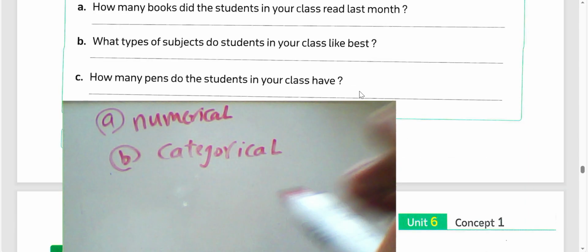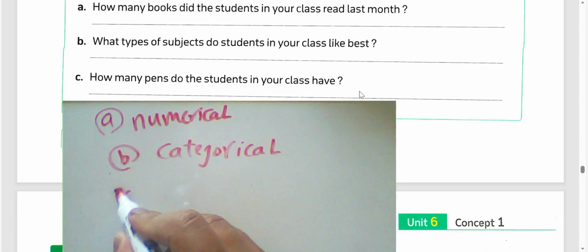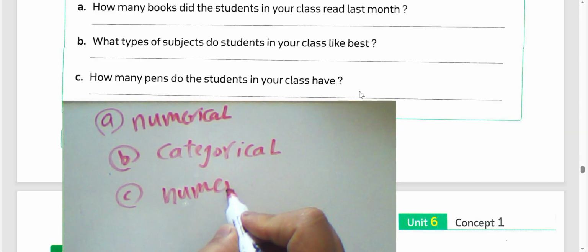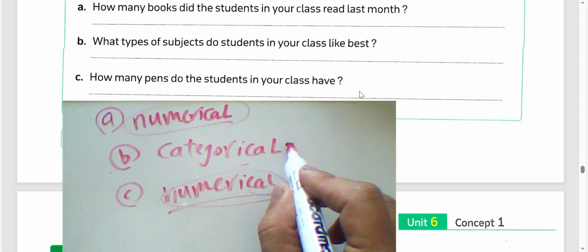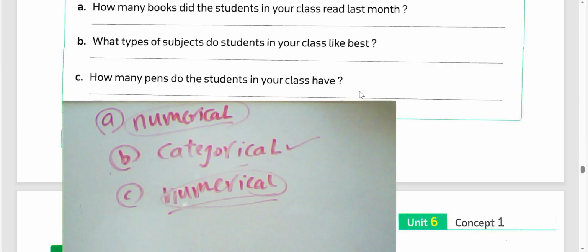Next question, letter C. How many pages do students in your class have? It will be numerical data. Then we notice that numerical data consists of numbers and for categorical data the answer will be words. Okay, next question.